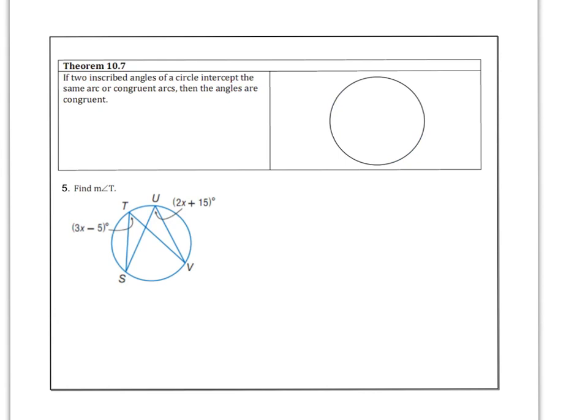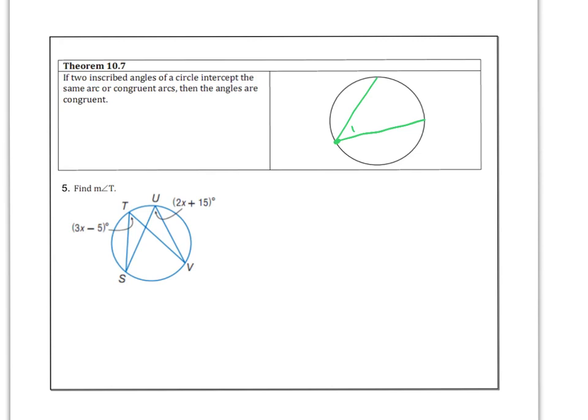Next theorem. If two inscribed angles of a circle intercept the same arc or congruent arcs, then the angles are congruent. Let me show you what I mean. Let's start by drawing an inscribed angle in this circle. So everybody go ahead and draw in an inscribed angle, and let's put a 1 inside of there. This can be our inscribed angle number 1. Notice its vertex is right on the circle.